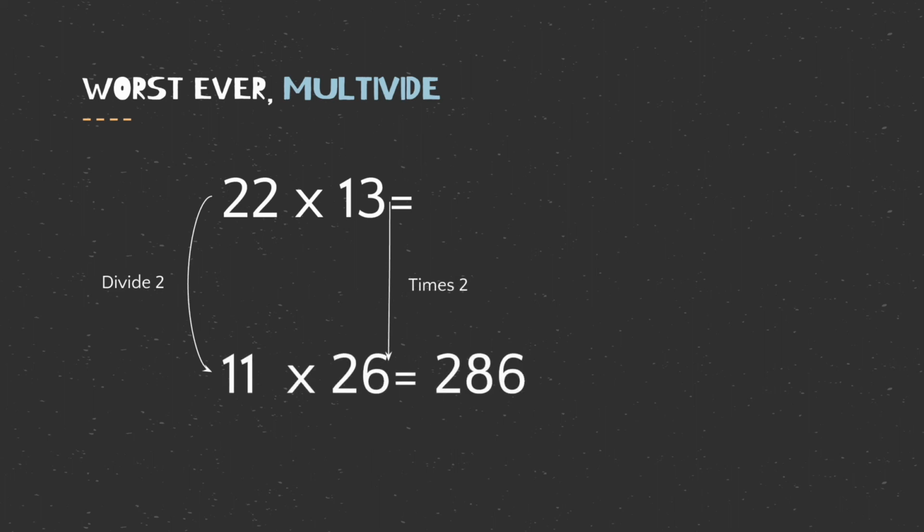I think that for some numbers, this might be easy, but most 2-digit times 2-digit and more will be kind of hard to do, considering that we usually have 2-digit times 2-digit equations to solve.